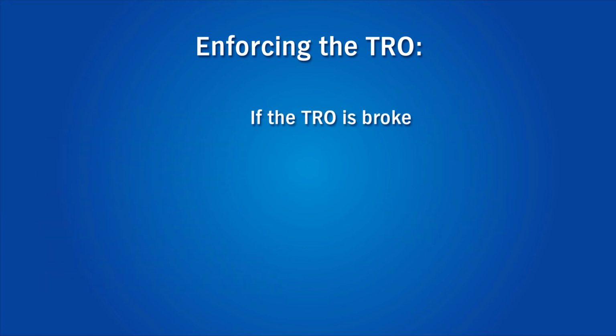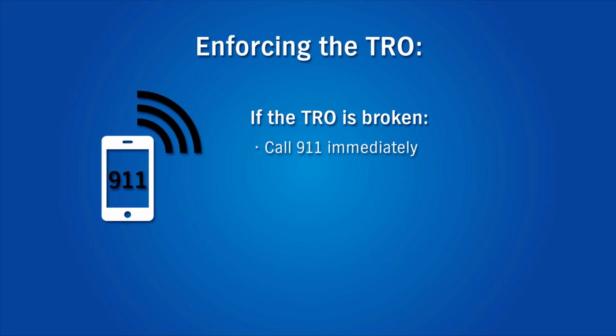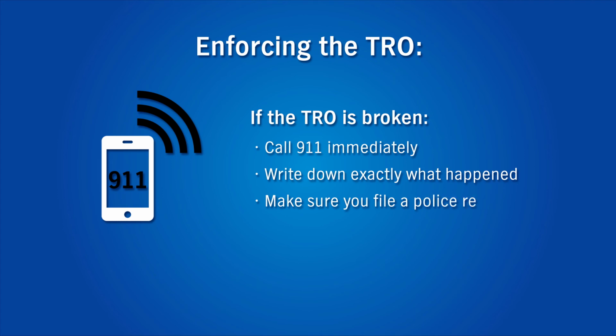If the abuser violates the TRO, call 911 immediately. Write down exactly what happened. The police should fill out a report and offer the protection you need. If you feel the police officer is not doing what they are supposed to, call 911 and ask for a supervisor.